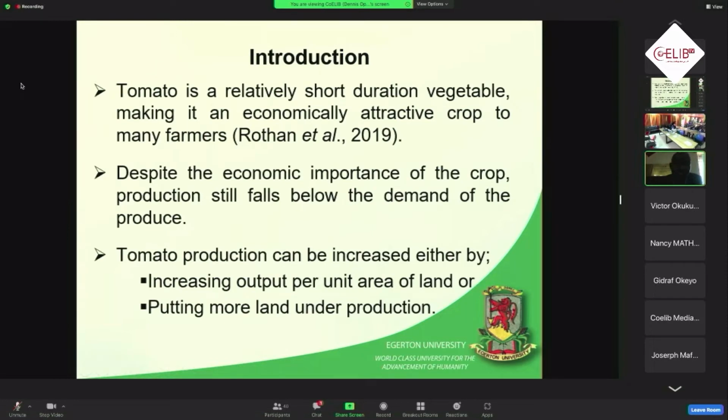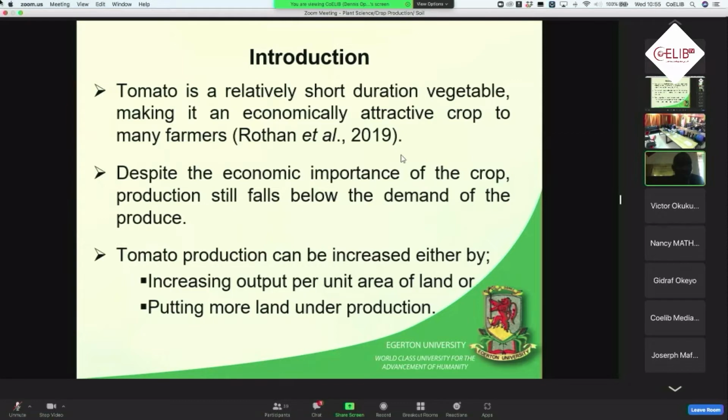So on the introduction part, you find that tomato is a relatively short duration vegetable, making it an economically attractive crop to many farmers. You find that tomato, despite being an important crop, the production still falls below the demand of the produce, and tomato production can be increased either by increasing output per unit area of land or putting more land under production. The next slide.